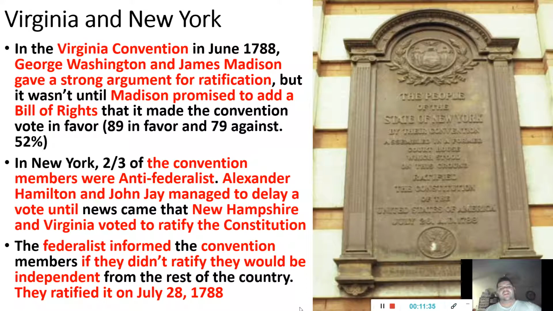So at the Virginia Convention in June 1788, George Washington and James Madison go in and give a strong argument about ratification. Now here's the thing. George Washington is a well-loved, well-respected person, not just because he was the commander of the Continental Army in the Revolutionary War, things like that. It's that he was like our nation's hero. He was the guy people loved and respected, and they looked up to him.